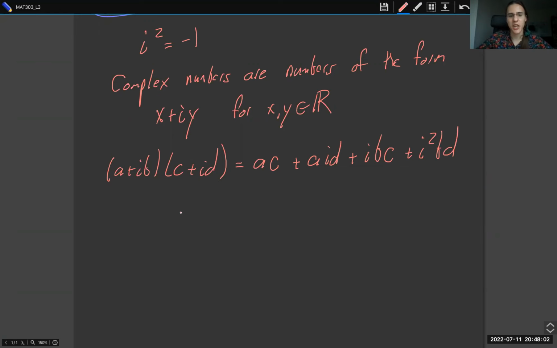So now let's rearrange this. What is i squared equal to? -1. Yes, so we can write this as ac minus bd. And then we can group these terms with i in common. And so we get ad plus bc, which are the cross terms, times i, right? So basically, the product of the real parts minus the product of the imaginary parts, plus i times the cross terms. So that's how you multiply complex numbers, right?